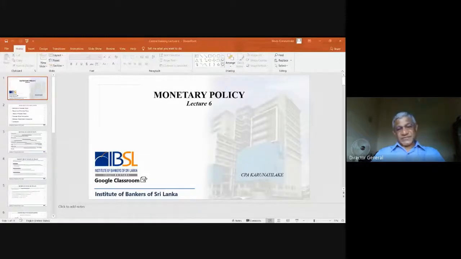Heart of the course. So far, what we did was we simply introduced the concept of central banking, and also we introduced the different departments that are engaged in performing the functions on behalf of the central bank, because we discussed the central bank functions, responsibilities, and all those things. Today, we are going to discuss monetary policy. Monetary policy is the core of this subject.